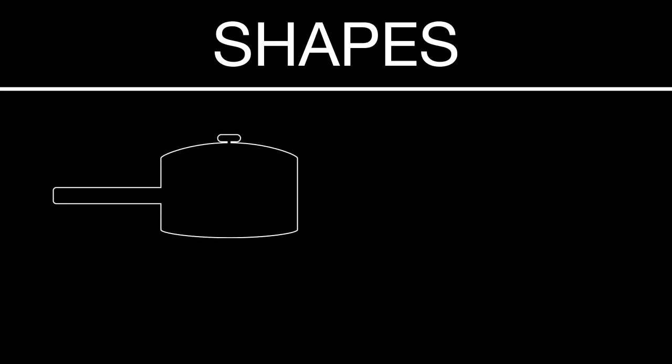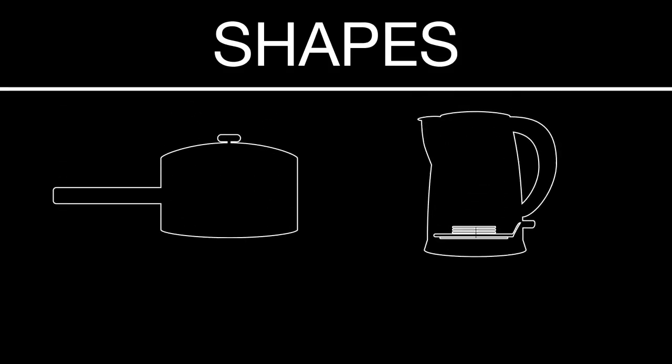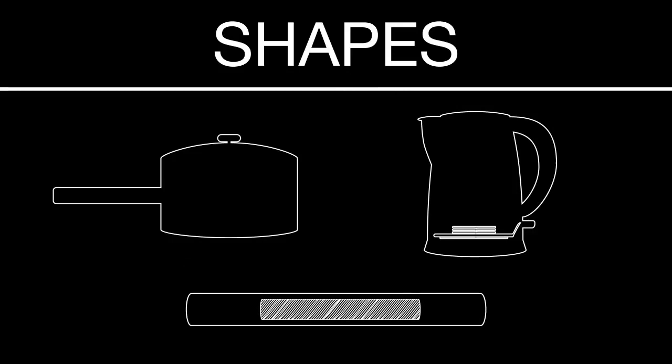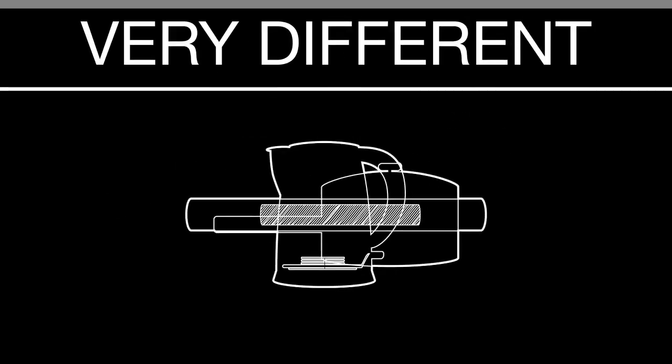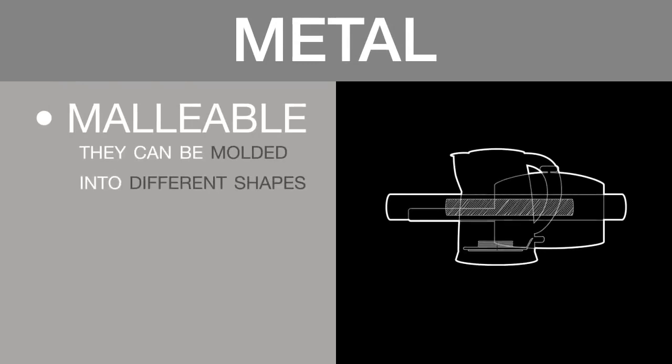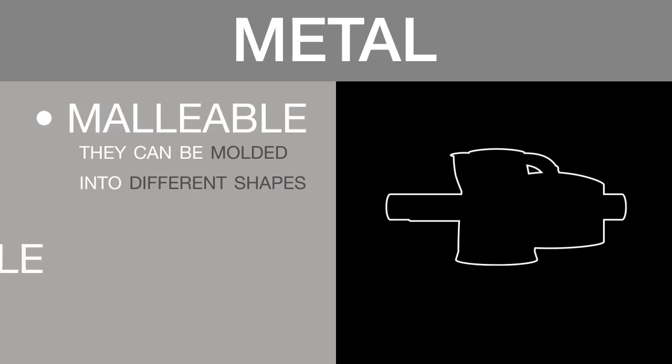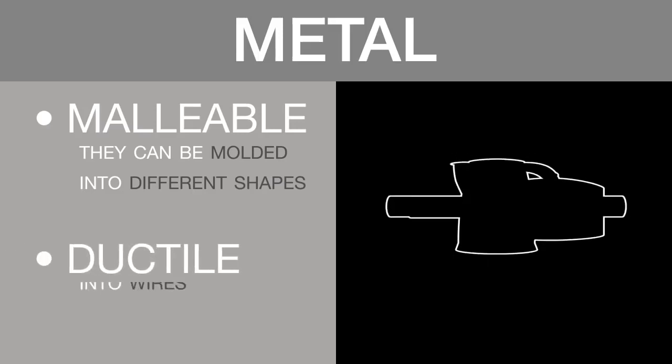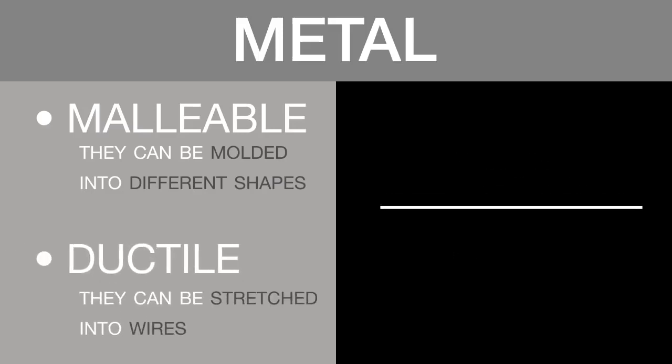Think about the shapes of the everyday objects we described. The pot, the heating element inside the kettle, and the copper wires. Notice that they are very different. Metals are malleable. This means that they can be molded into different shapes. Metals are very ductile. This means that they can be stretched into wires.